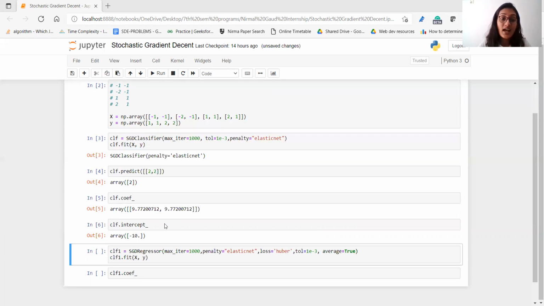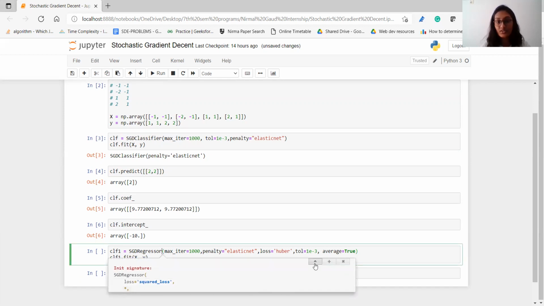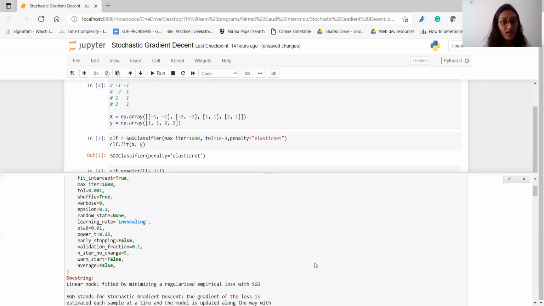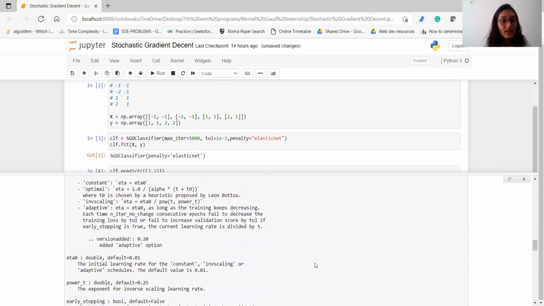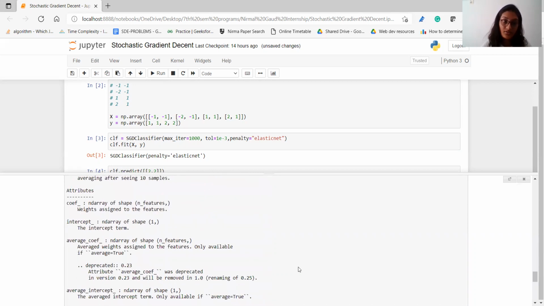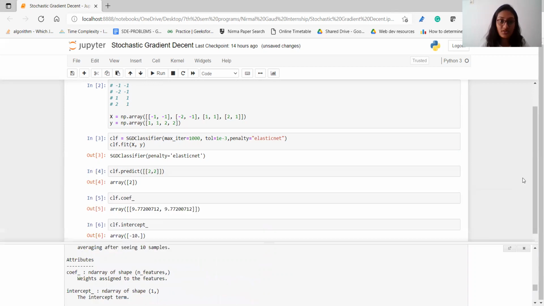Thereafter we have SGD regressor, stochastic gradient regressor, which basically implements a plain SGD learning routine supporting various loss functions and penalties to fit linear regression models. So scikit-learn provides us SGD regressor, and that is something we have called over here. Similarly, we'll be seeing the documentation for the same using Shift plus Tab. And these are the different parameters that you are seeing for the same. And thereafter, we have the attributes, the coefficient, intercept, the same attributes that we have.